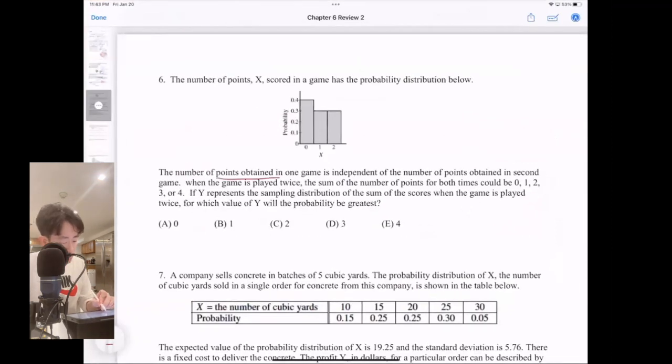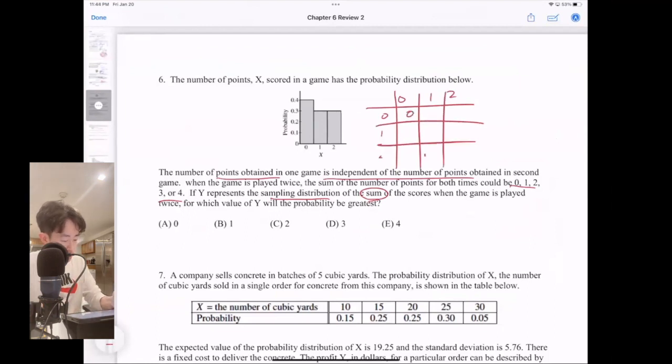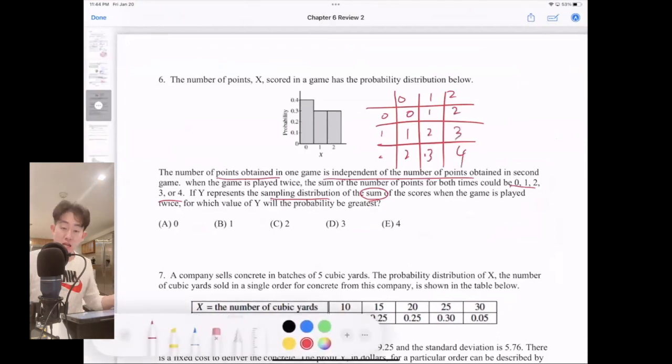The number of points obtained in a game is independent. We have 0, 1, 2, 3, or 4. Those are all the possible events. Y represents the sampling distribution of the sum. Once again, they want you to add them up. So if you were to draw the map one more time, 0, 1, 2, 1, 2, 3, 2, 3, 4. Let's take a look at each and every single respective probability here.